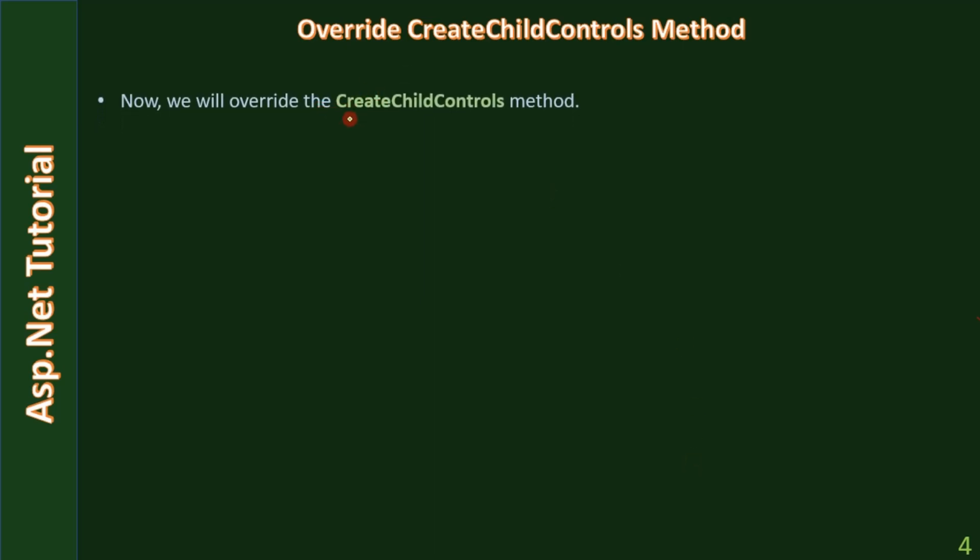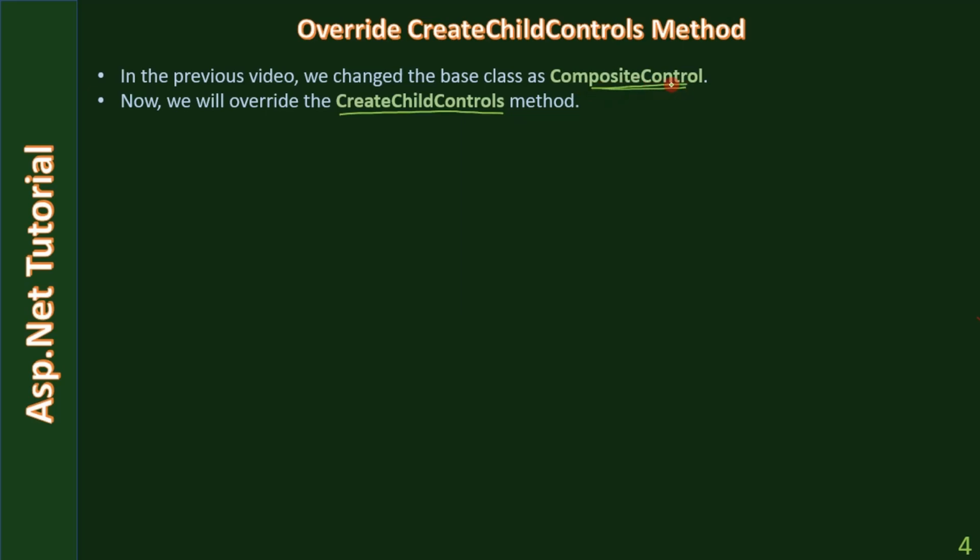Now we will override the CreateChildControls method, and in the previous video we changed the base class to CompositeControl, right? So we created the server-side control project and changed the base class to CompositeControl. Now our control is derived from CompositeControl, and in this video we will override the CreateChildControls method.